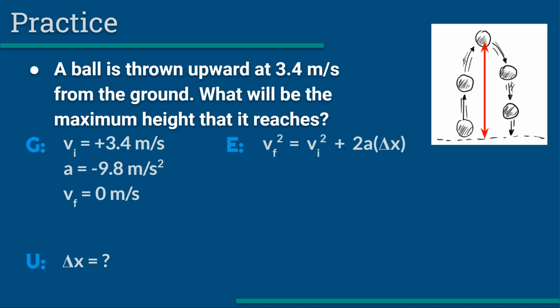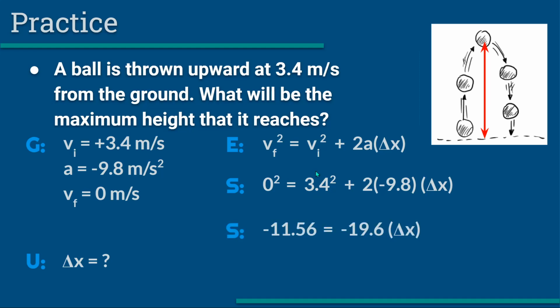Vf is 0. So I'm going to substitute 0 squared equals Vi is 3.4, so 3.4 squared plus 2 times negative 9.8 times delta x. If I go ahead and solve this, this 3.4 squared becomes 11.56, and I've gone ahead and subtracted it to the other side. 0 minus 11.56 is, of course, negative 11.56, and then 2 times negative 9.8 is negative 19.6 times delta x. Again, if I want to solve for delta x, I'm going to divide both sides by this negative 19.6.